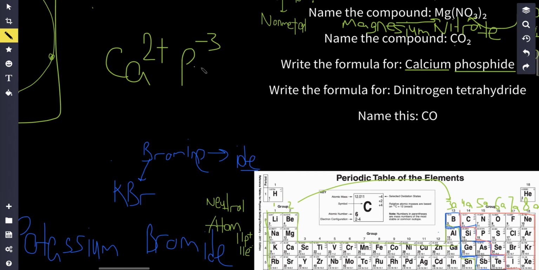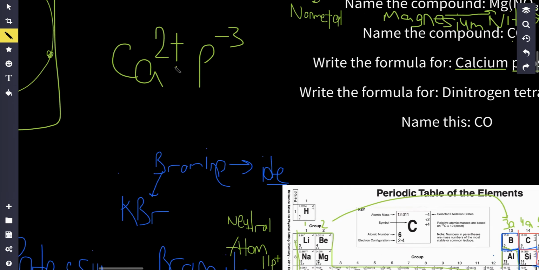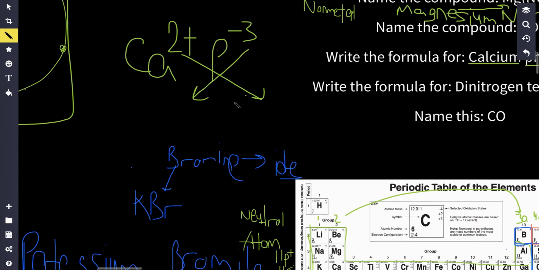So in order for things to work out, the calcium has to have a 2+ charge, and the phosphorus has to have a -3 charge. Now, you do a special trick called crisscross. So pretty much the numbers become the subscripts for the atoms.